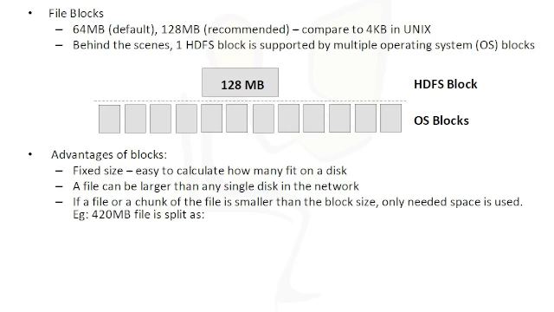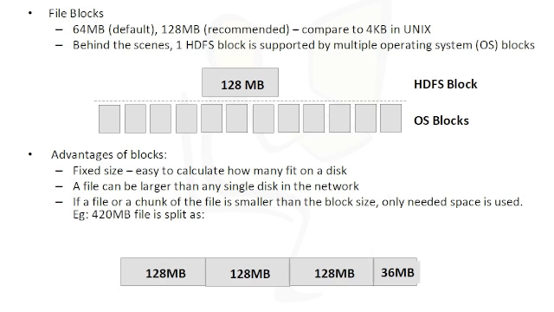HDFS blocks also don't waste space. If a file is not an even multiple of the block size, the block containing the remainder does not occupy the space of an entire block. As shown in the figure, a 420 megabyte file with a 128 megabyte block size consumes 4 blocks, but the fourth block does not consume a full 128 megabytes.